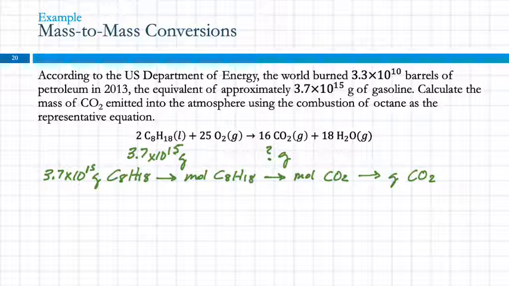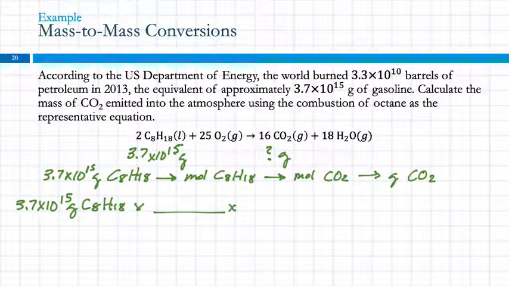Now we're going to follow the path just like we followed the path for all of the other dimensional analysis problems. I look at this and I see 3 arrows. I'm going to have 3 fractions, and I'm just going to write the units in. 3.7 times 10 to the 15th grams of C8H18. 3 arrows, 3 fractions.